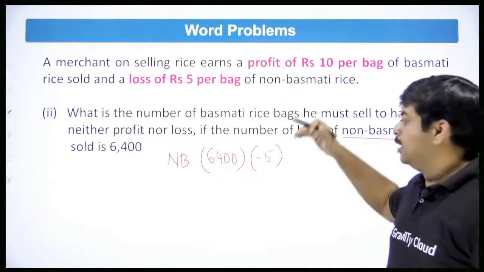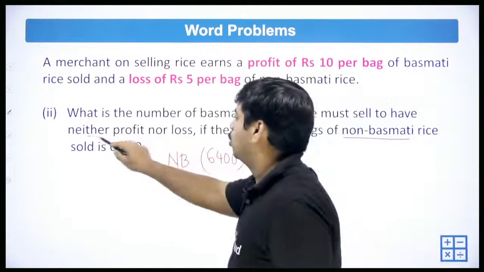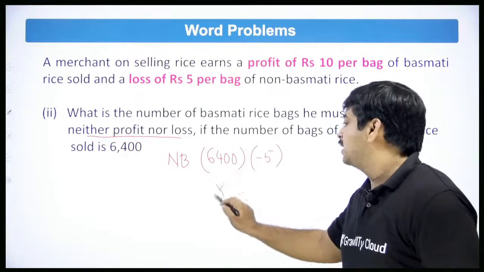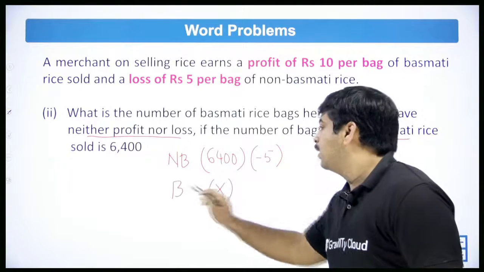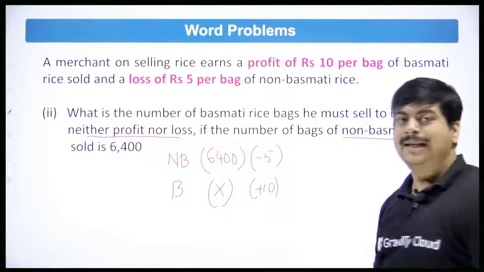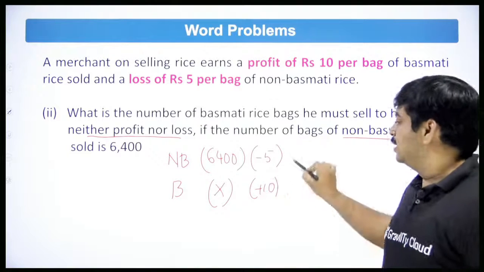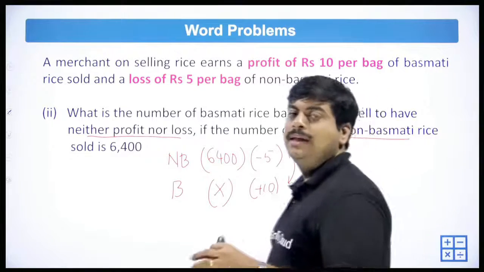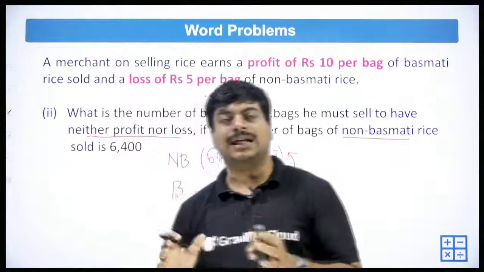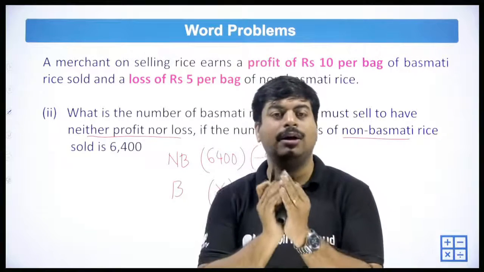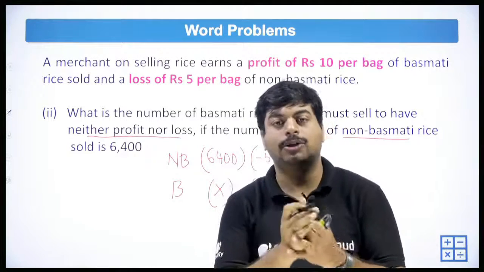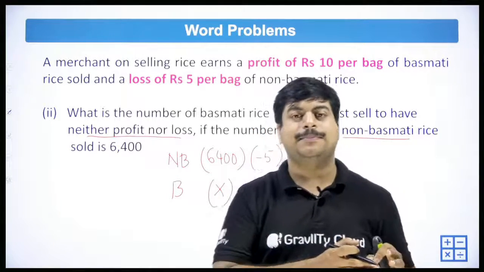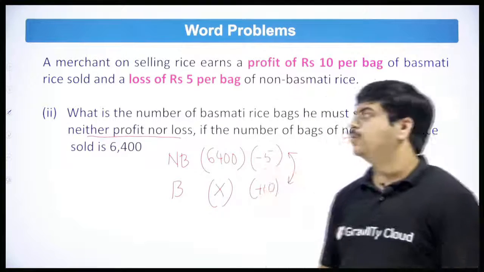But to balance this with neither profit nor loss, you'd have X number of basmati bags with plus 10 as a profit. Given. So these two should be equal in terms of numbers. That means you should not have any positive or any negative. Then you can say that you're having 0 rupees profit or 0 rupees loss. You're in neither a state of profit nor a state of loss, right? A beautiful application, so please try to do it yourself, right?